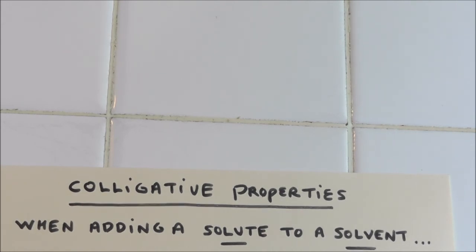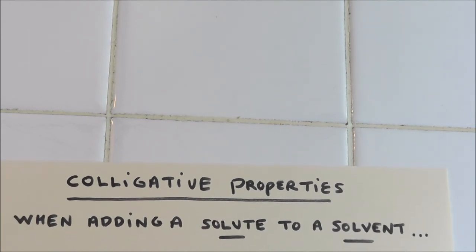So when you add a solute to a solvent, you will find that the properties of the solvent, as it's now not just a solvent by itself, it's now part of a solution, will change. And so colligative properties are those things that change when you dissolve something in water. So what are those things? There's about 3 of them.